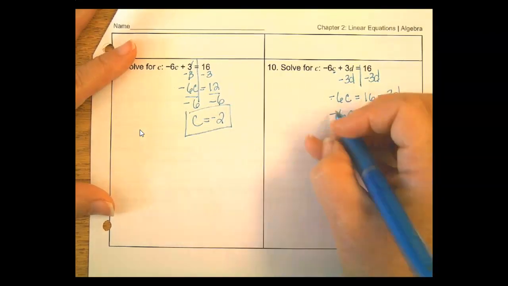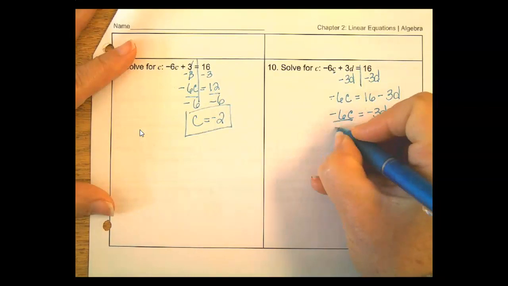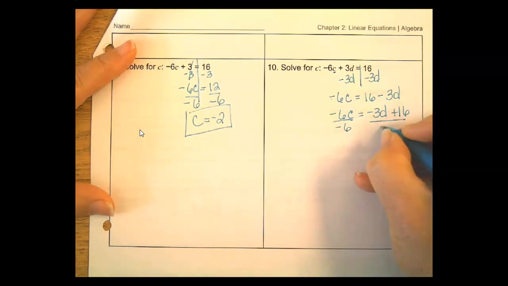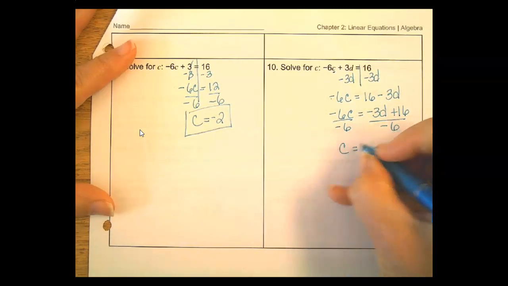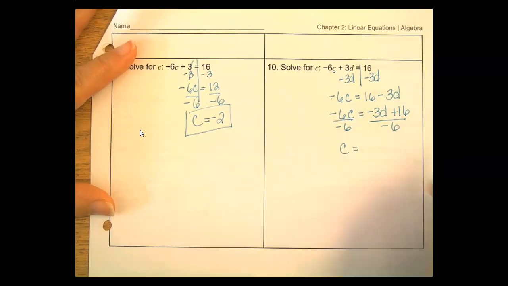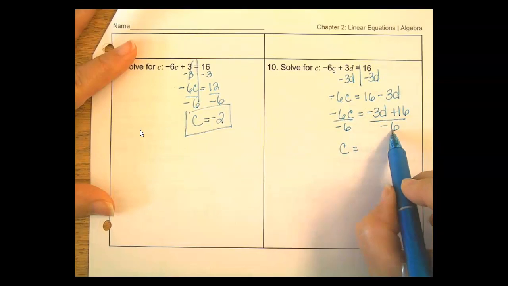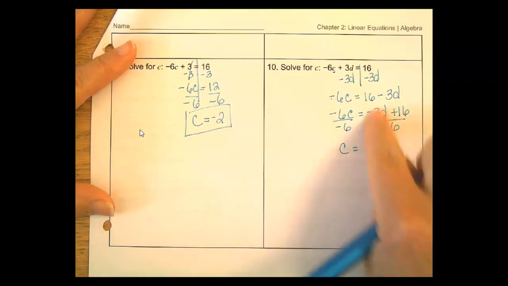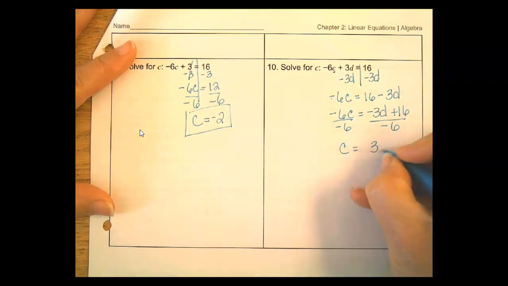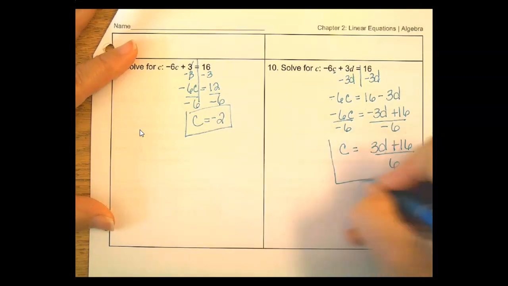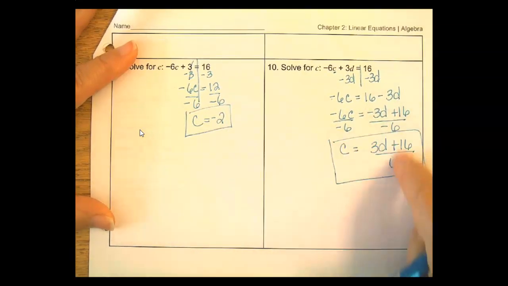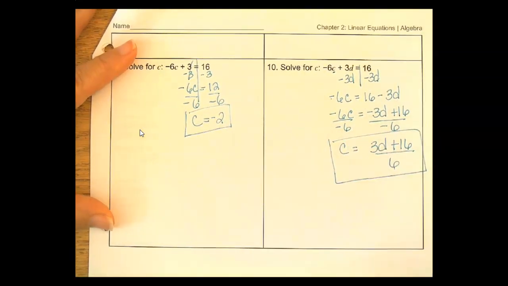It's good for you to know how to rearrange these equations. Then to solve for c, I'm going to divide the whole thing by negative 6. So c is equal to, this is kind of confusing because we have a negative divided by a negative, which is going to turn this whole term into something positive. So 3d plus 16 over 6. That is one whole term. And that's my final answer.